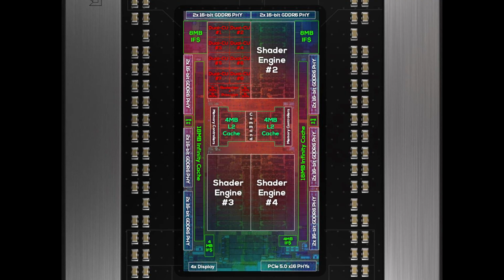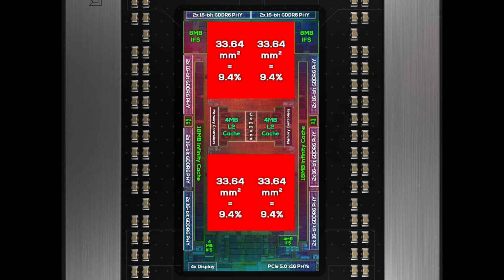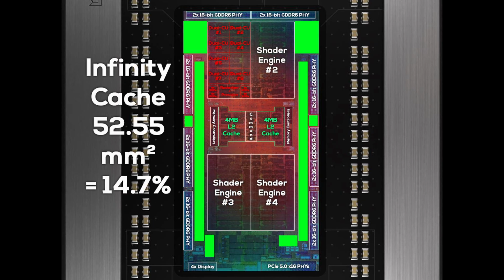To put some perspective to our analysis, let's take some measurements and compare Navi 48 to Nvidia's GB203. Each RDNA4 shader engine is about 33.64 square millimeters in size, which is 9.4% of the Navi 48 die. All 4 shader engines combined take up 37.8% of Navi 48. The Infinity cache, split up into many separated areas, comes to a total of 52.55 square millimeters, or about 14.7% of the die. Though this measurement is pretty rough, and I think it might be less than that. The resolution just isn't that great.